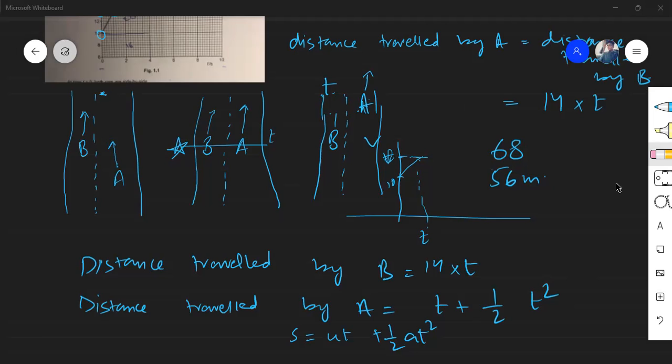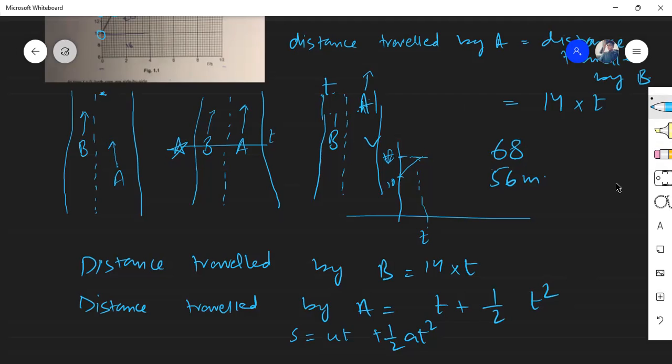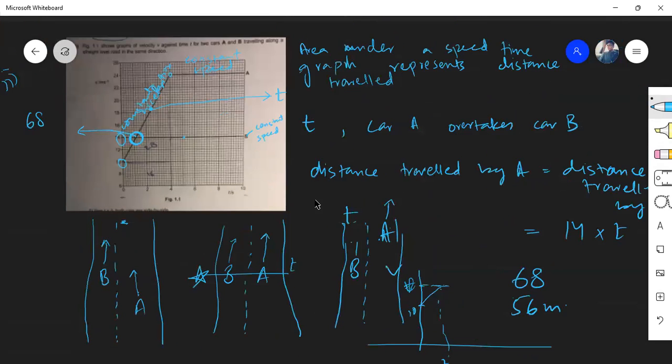So the initial velocity of car A was 10, and the acceleration was 5. Okay, you calculated it yourself.